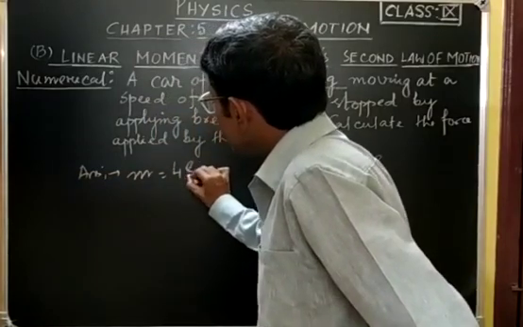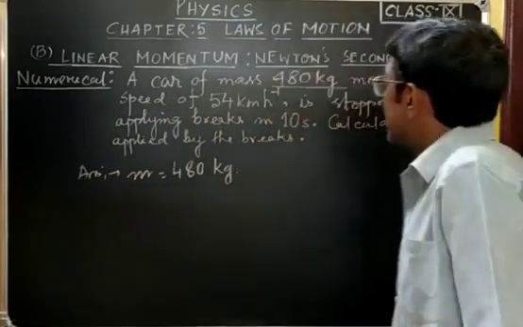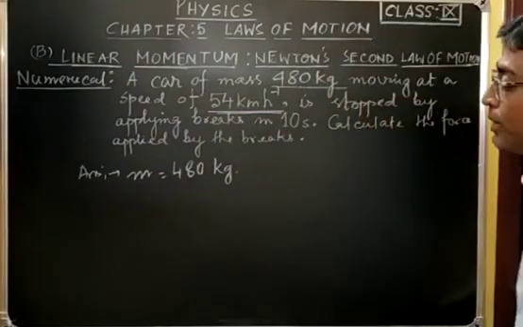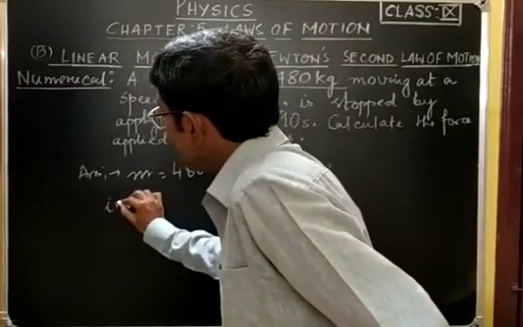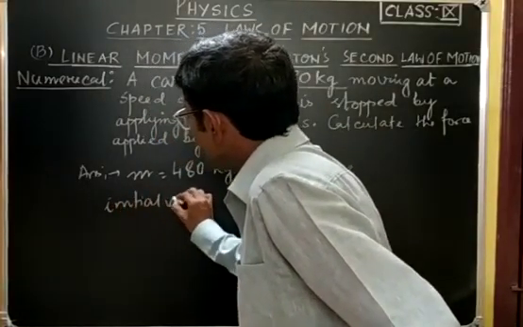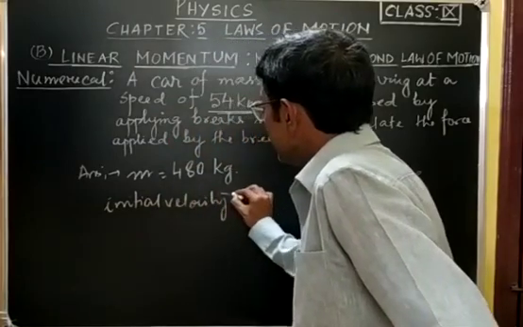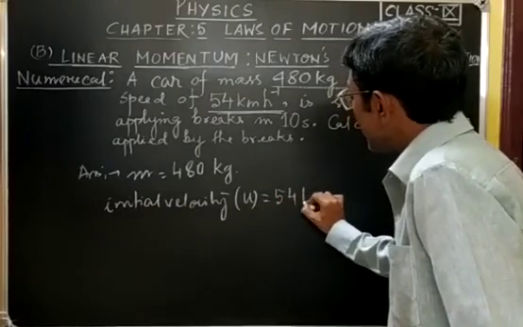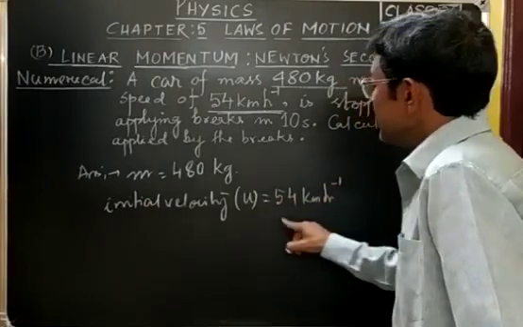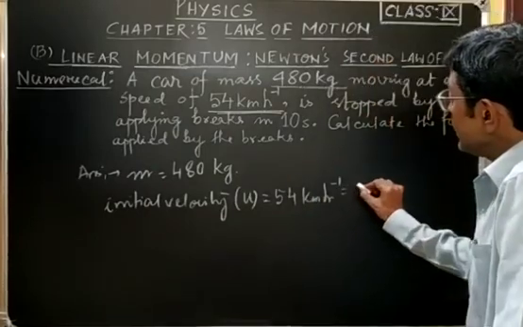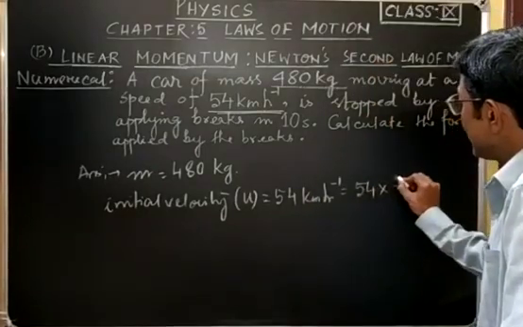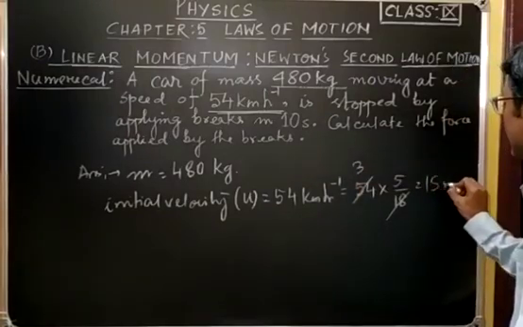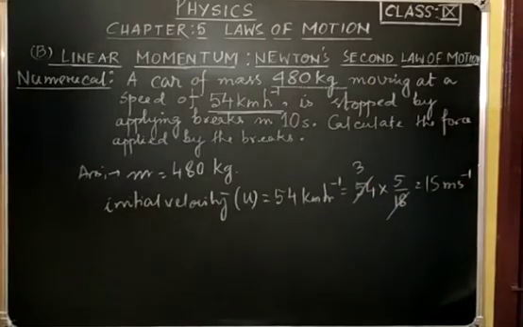So write it exactly and accumulate the data like this. Mass they have given, moving at a speed of 54 kilometers per hour. Moving means it is initial velocity. So you should write initial velocity, that is u, equals 54 kilometers per hour. Kilometers per hour is not the SI unit, so I'll be converting it into the SI system. 54 into 5 by 18, you know how to convert it. That is 15 meters per second. So this is your initial velocity.